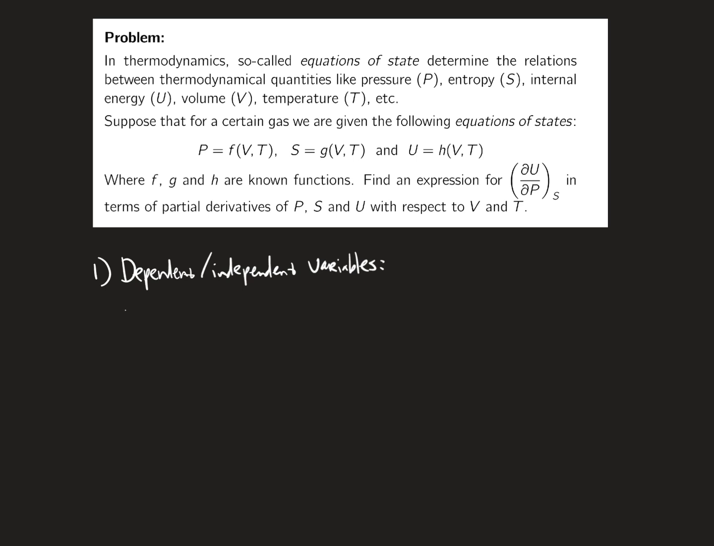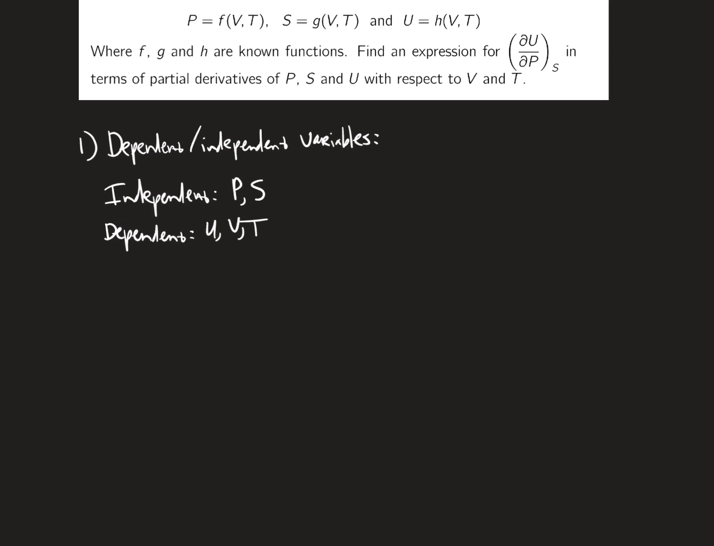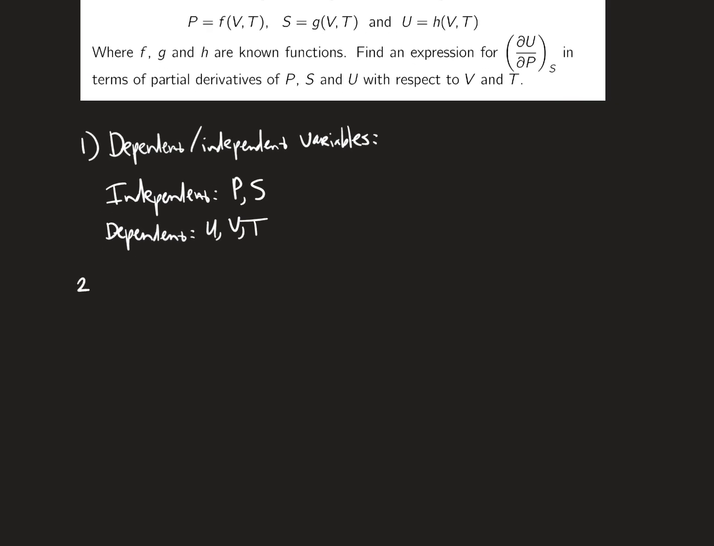And if we look at the expression that we want to determine in this question, so we want to determine delta U, delta P, where we keep S constant, it seems like a logical choice to choose P and S as our independent variables. So P and S are independent variables. And then our dependent variables will be U, V, and T. Now step 2 will be to differentiate the equations that we have using the chain rule.